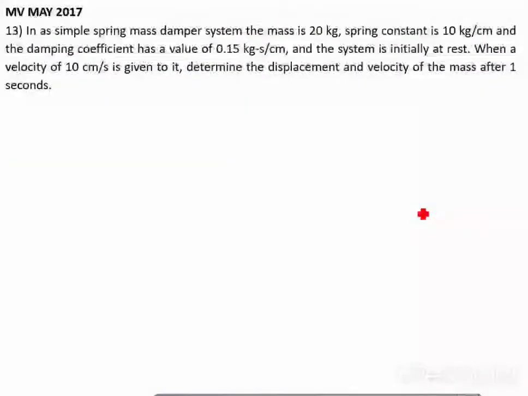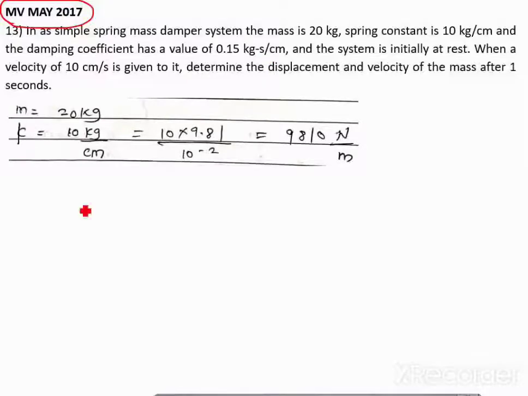Okay. Now this problem has been asked. Now again this is problem number 8 I think. So in the last lecture we have solved 5 problems. Now this is the third problem as far as this lecture is concerned. So in a simple spring mass damper system, the mass is 20 kg, right? Now again they have given the spring constant is 10 kg per centimeter square. Okay, and so m is equal to 20 kg.